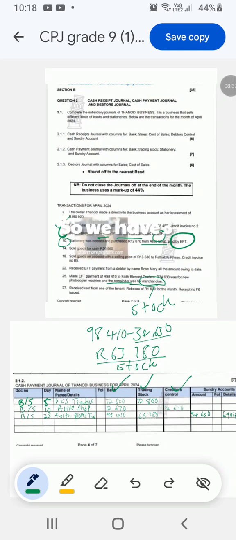Now let's reflect and look at our transactions for the cash payment journal. So we have 3 transactions on the cash payment journal. How do we know? Because this is the amount that was paid by the business to buy either stock, merchandise, equipment, anything for the business. So this is the cash payment journal.